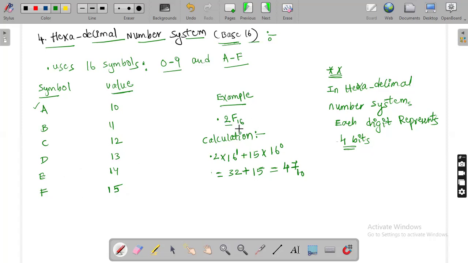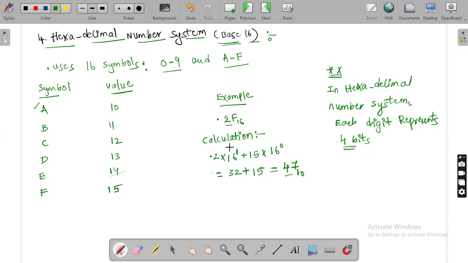Here 2F is a hexadecimal number. And the calculation is the same. F means here 15. So you have to write 15 into 16 power 0 plus 16 power 1 into 2. Then you will get this answer.